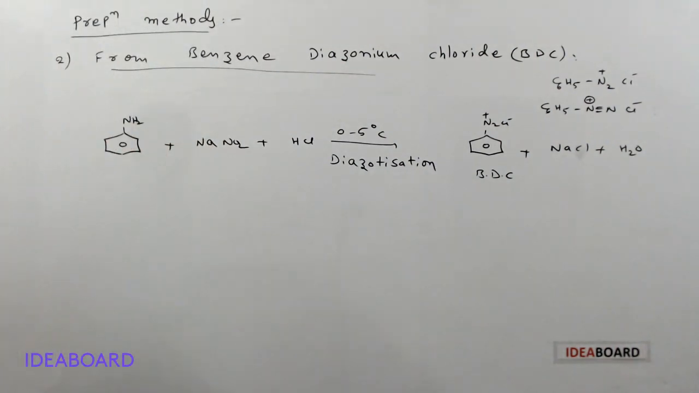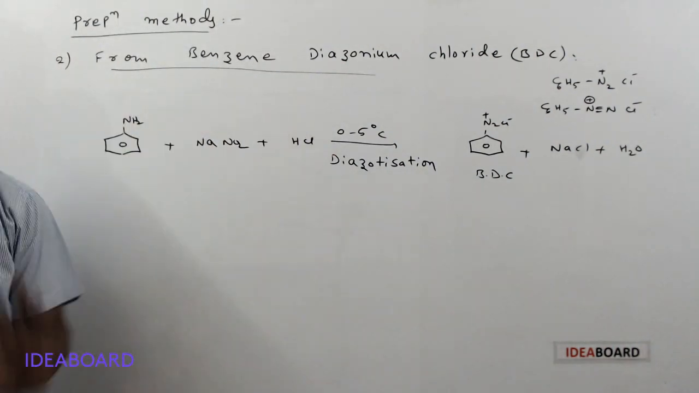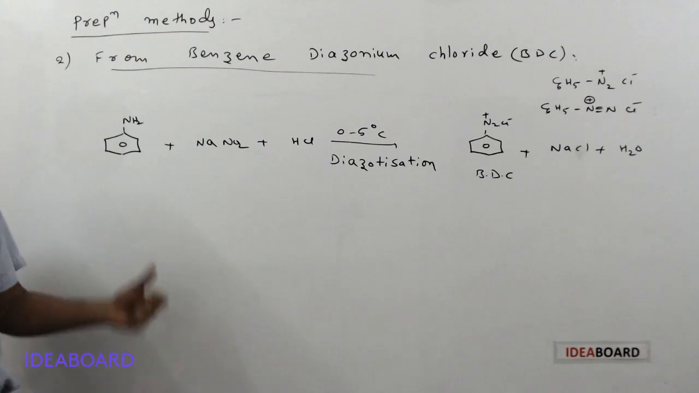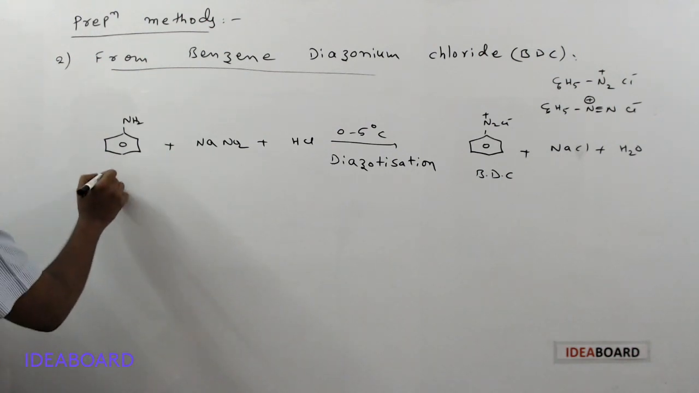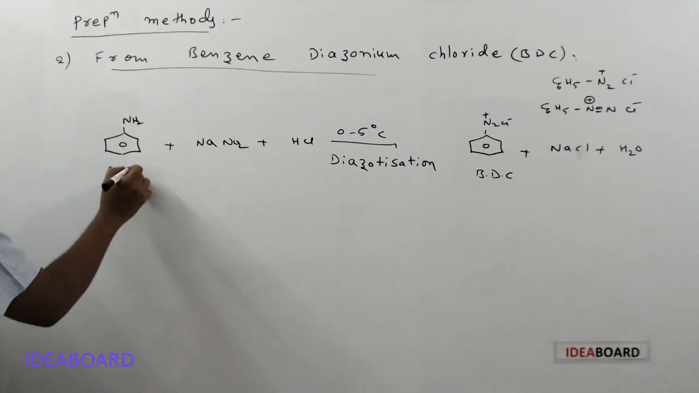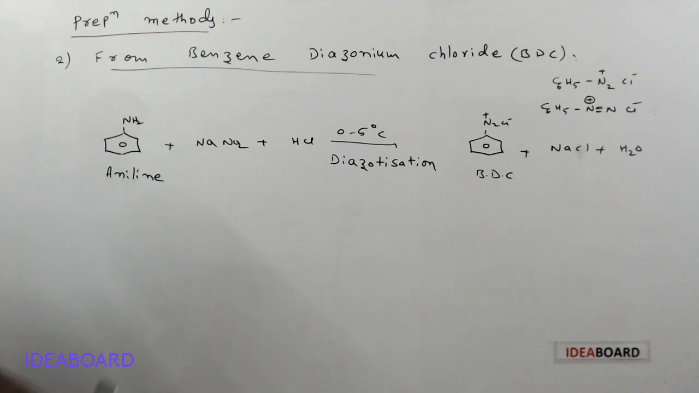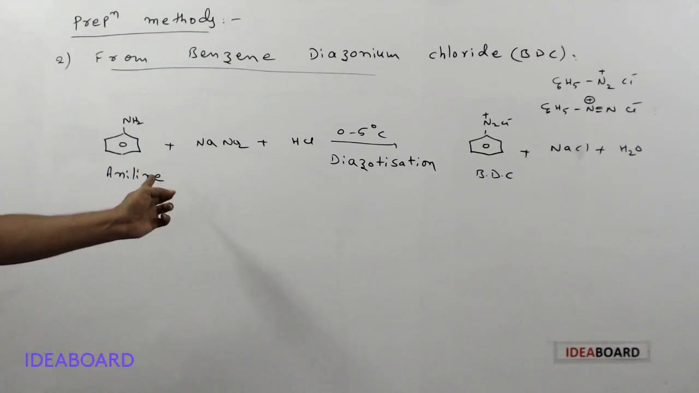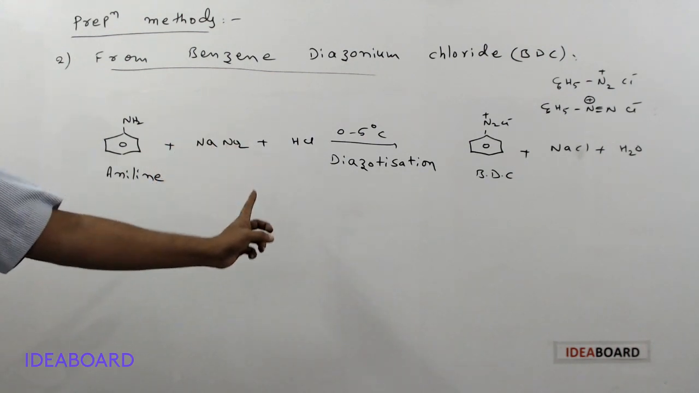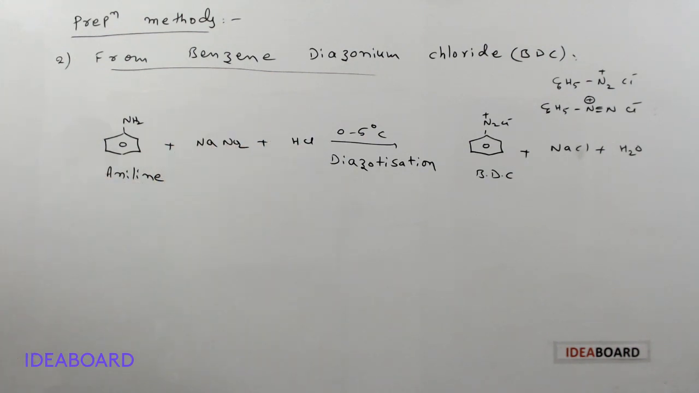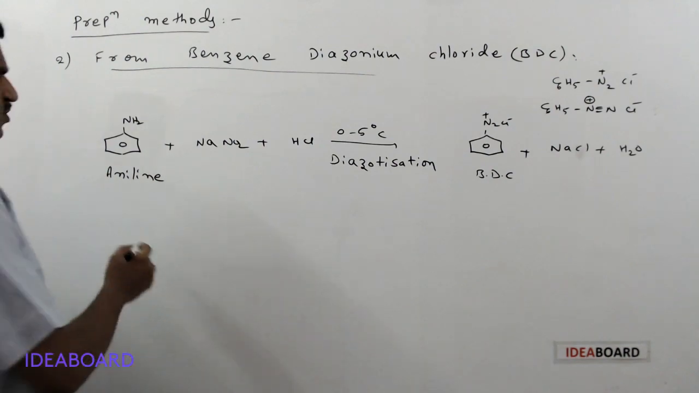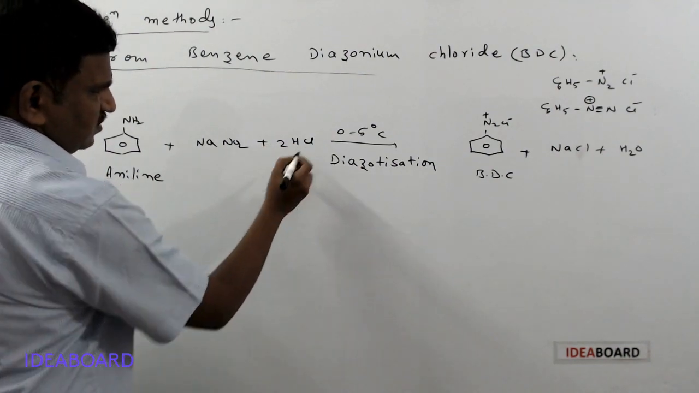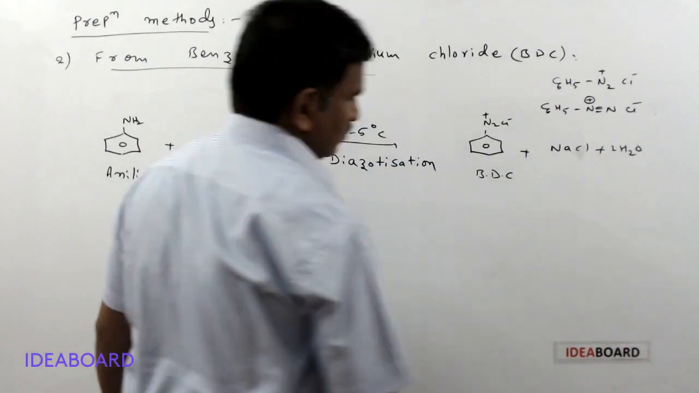That benzene diazonium chloride is prepared by this method by taking aniline. This is called aniline, or it is also known as aminobenzene. Aniline, or aminobenzene, reacts with NaNO2 and HCl mixture to give benzene diazonium chloride. If you want to balance it, it is 2HCl and it gives 2H2O.